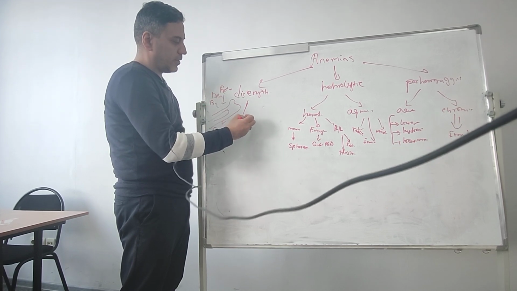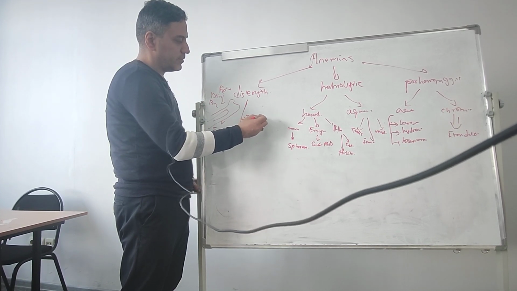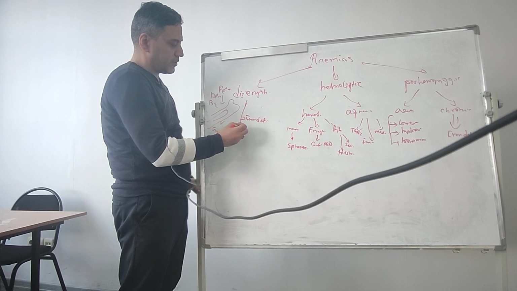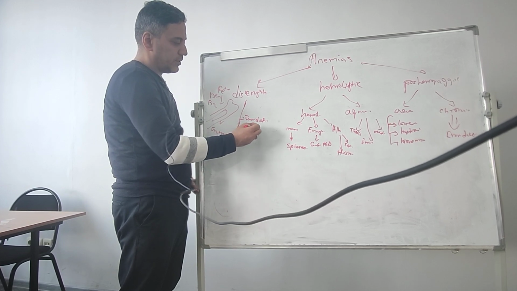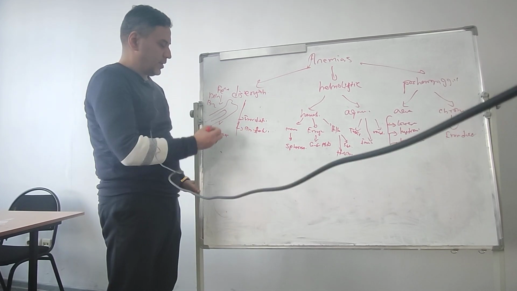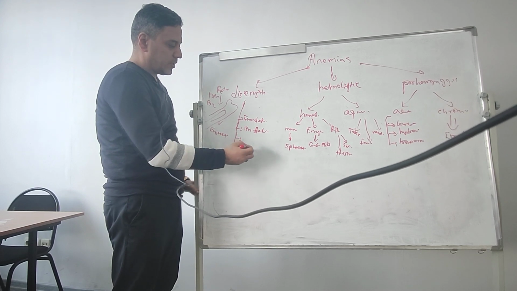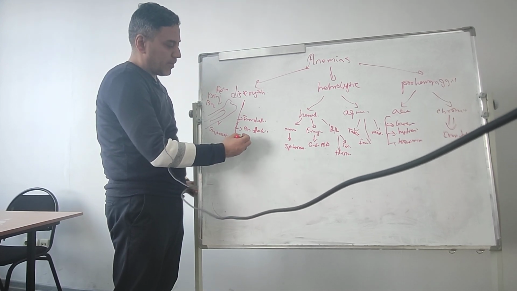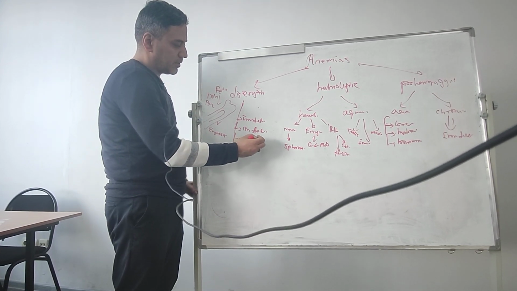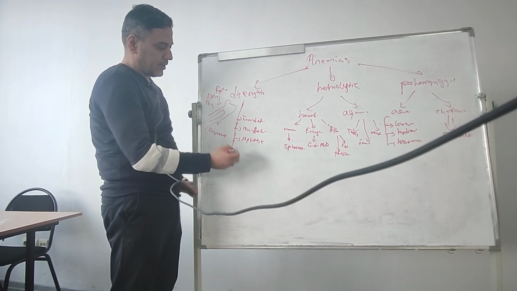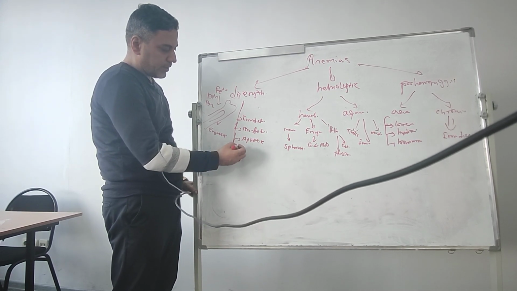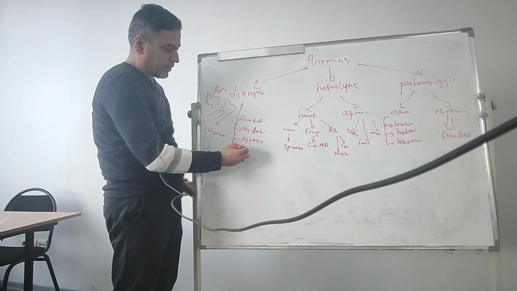No iron, then iron deficiency anemia. No B12, so B12 deficiency anemia. Bone marrow problem, stem cells, autoimmune disorders, aplastic anemias. And the last rare one is vampire disease, or porphyria.